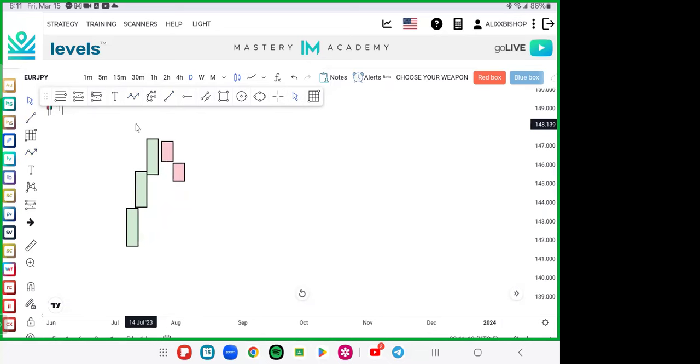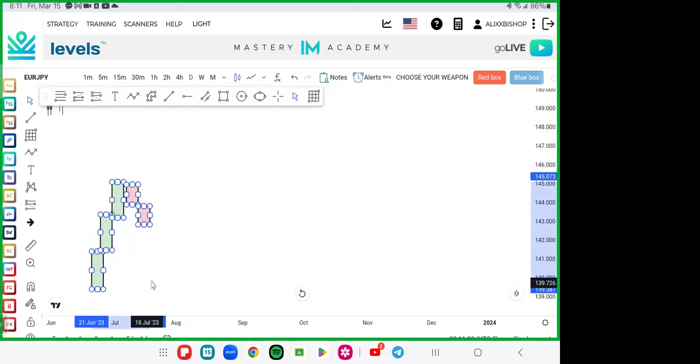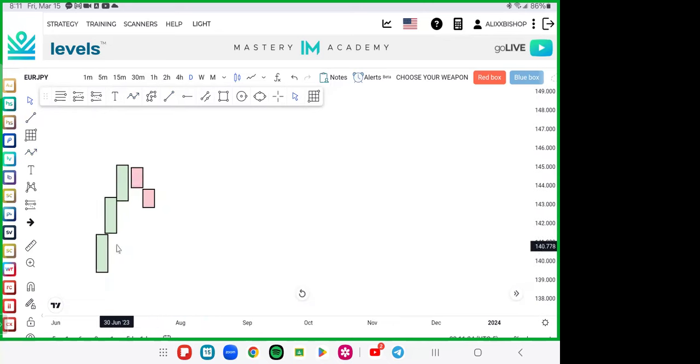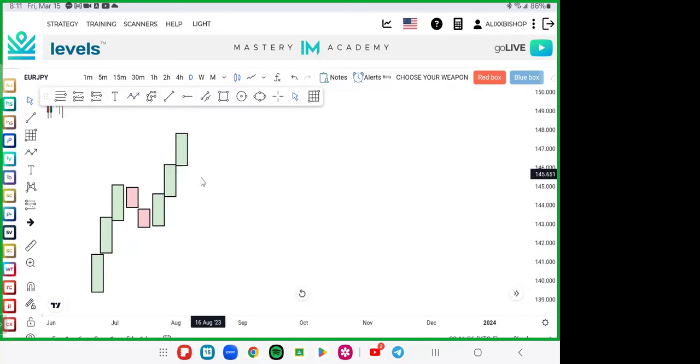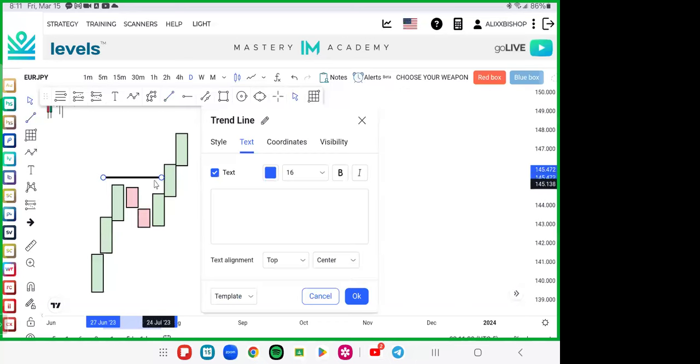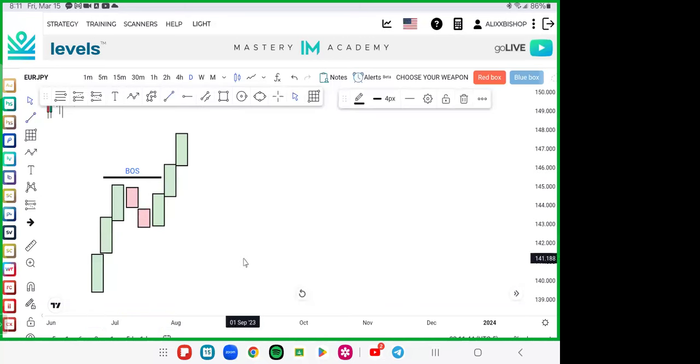All right, let's pull this down here a little bit. Awesome. So let's go ahead. Let's go. We break and close above. Market is continuing trend and it's doing what it's supposed to do. Awesome. We get a BOS. So let's go ahead and mark it up. So cool. We get this BOS.